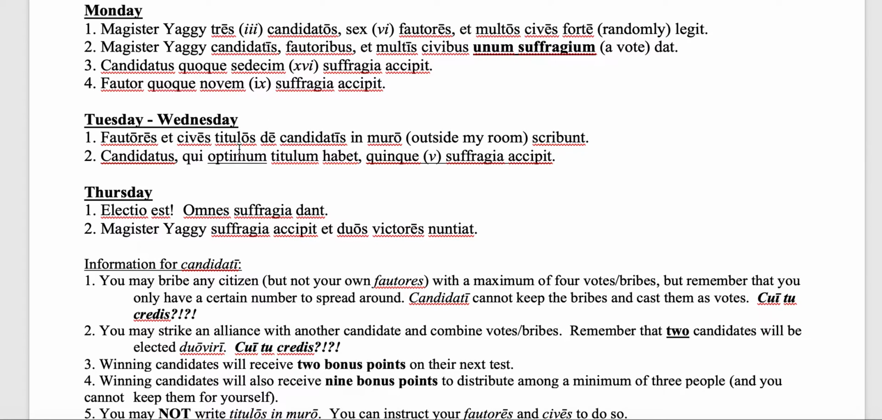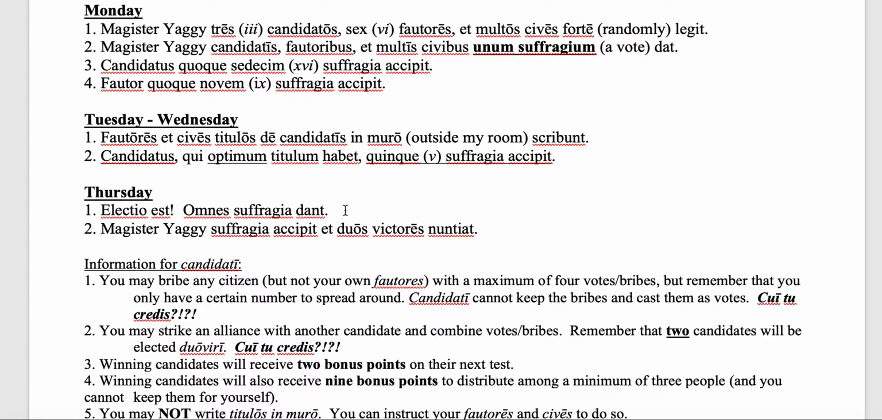The campaigning and the canvassing for votes and bribes and all of this happens Tuesday and Wednesday. Then on the 4th day of the election process, we have the election and everybody gives their votes. Again, everybody has one suffragium and they vote with that.